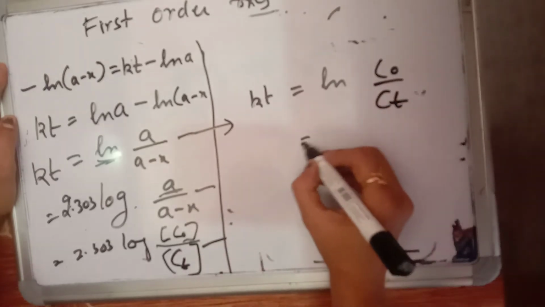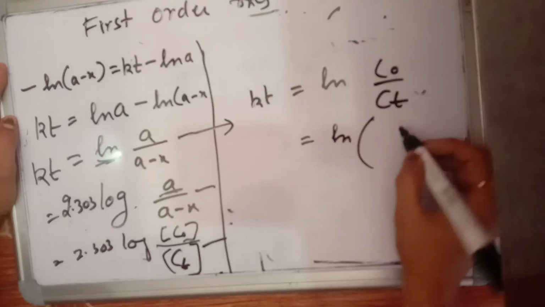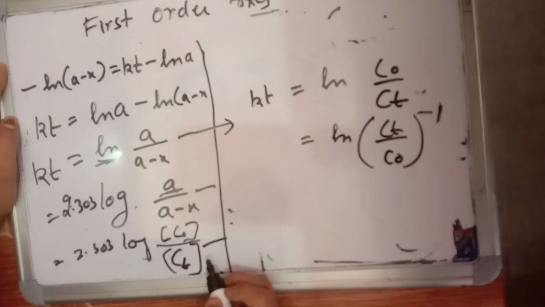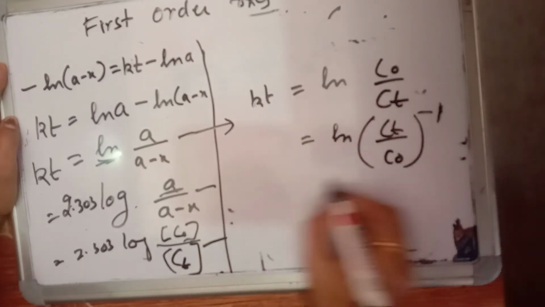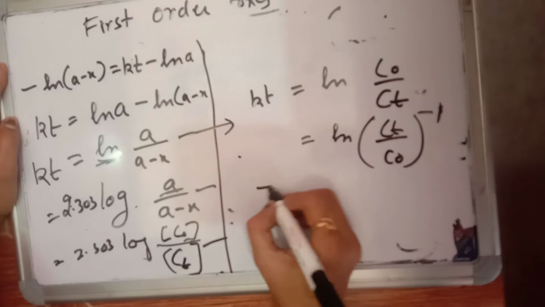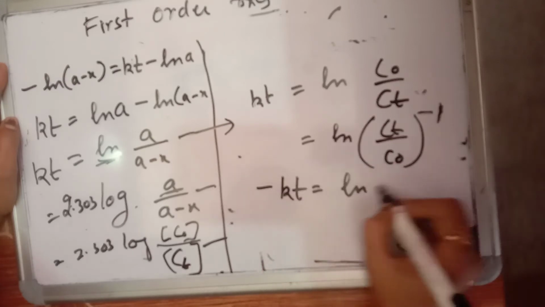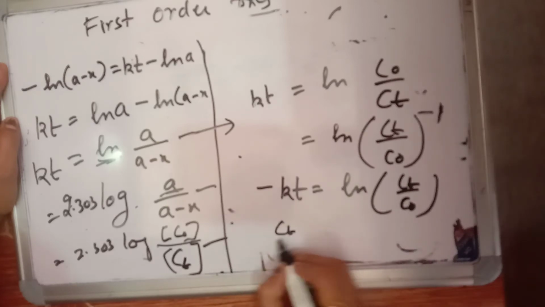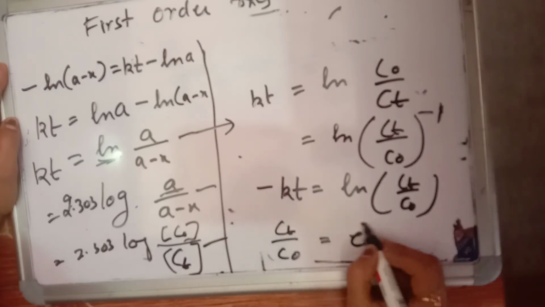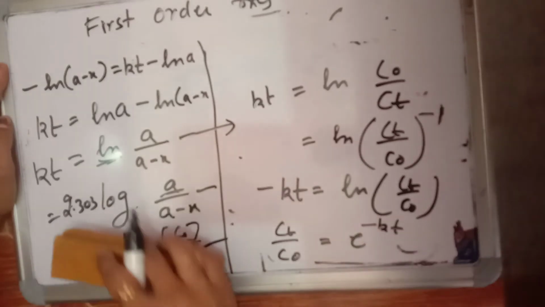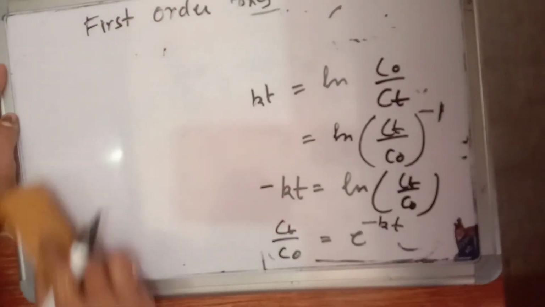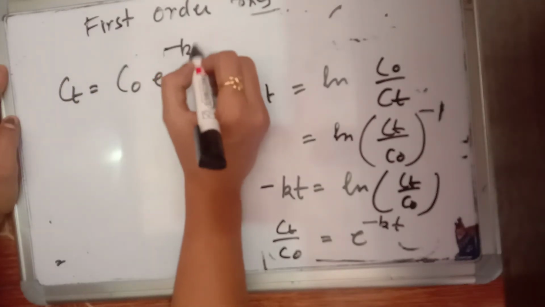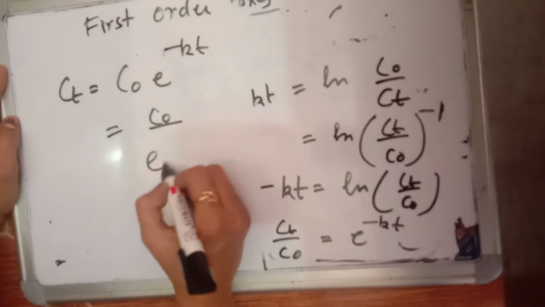Or log, now I am taking reciprocal of this, Ct upon C naught. So I have to take power minus 1. So taking minus 1 to this side, minus Kt is equal to log Ct upon C naught. Taking anti-log, we will get Ct upon C naught is equal to e raised to power minus Kt. So we can write it as Ct is equal to C naught e raised to power minus Kt.